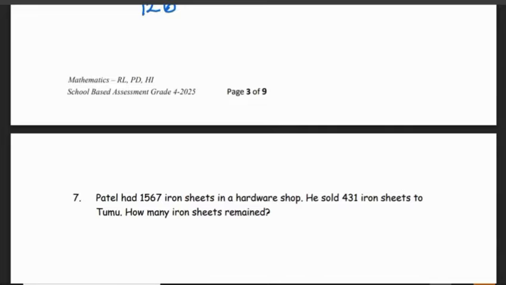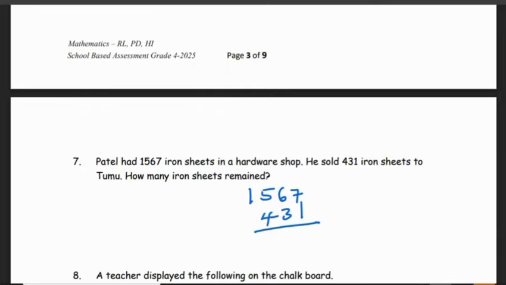We're told Patel had 1,567 iron sheets in a hardware shop. He sold 431 iron sheets to Tumu. How many iron sheets remain? In total, we had 1,567. Among these iron sheets, he sold 431 to Tumu. So how many iron sheets remain? So that means we need to subtract.